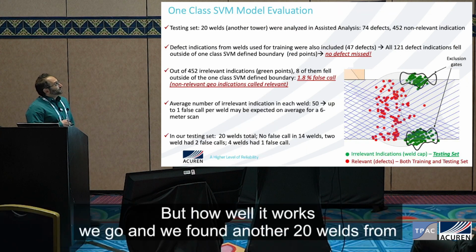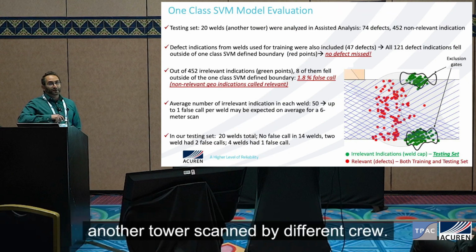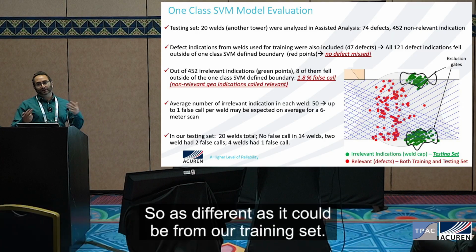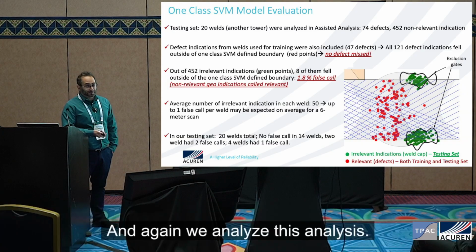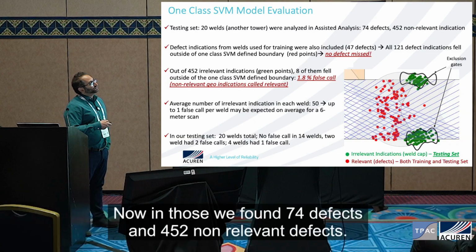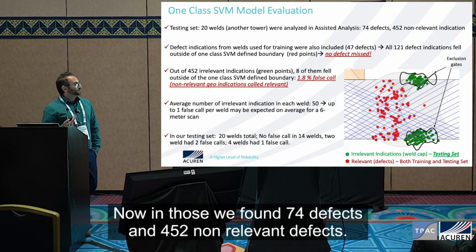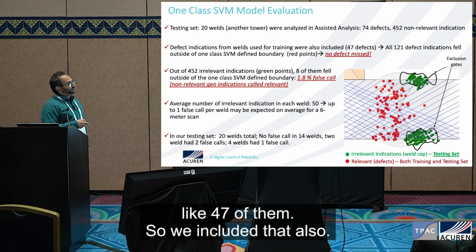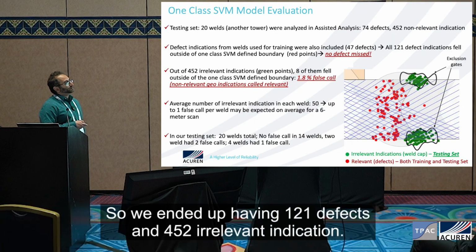We went and found another 20 welds from another tower scanned by a different crew, so as different as it could be from our training set. And again, we analyzed them manually. In those, we found 74 defects and 452 non-relevant indications. From our training set, we hadn't used our defects, and there were 47 of them, so we included those also. So we ended up having 121 defects and 452 irrelevant indications.